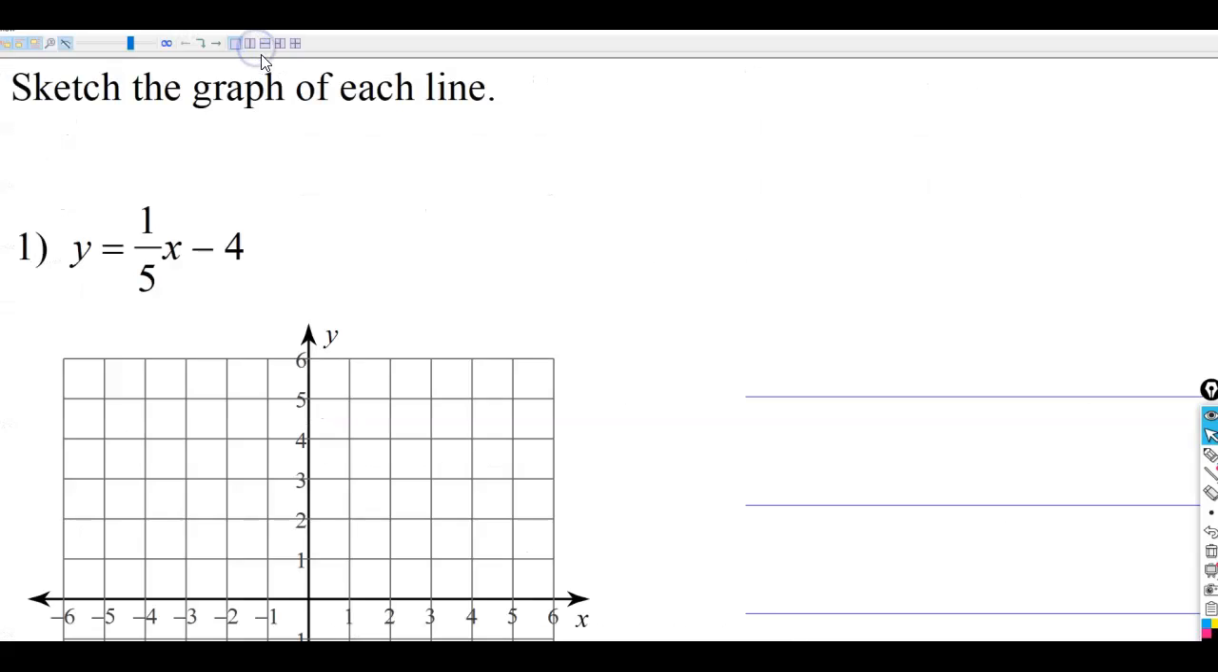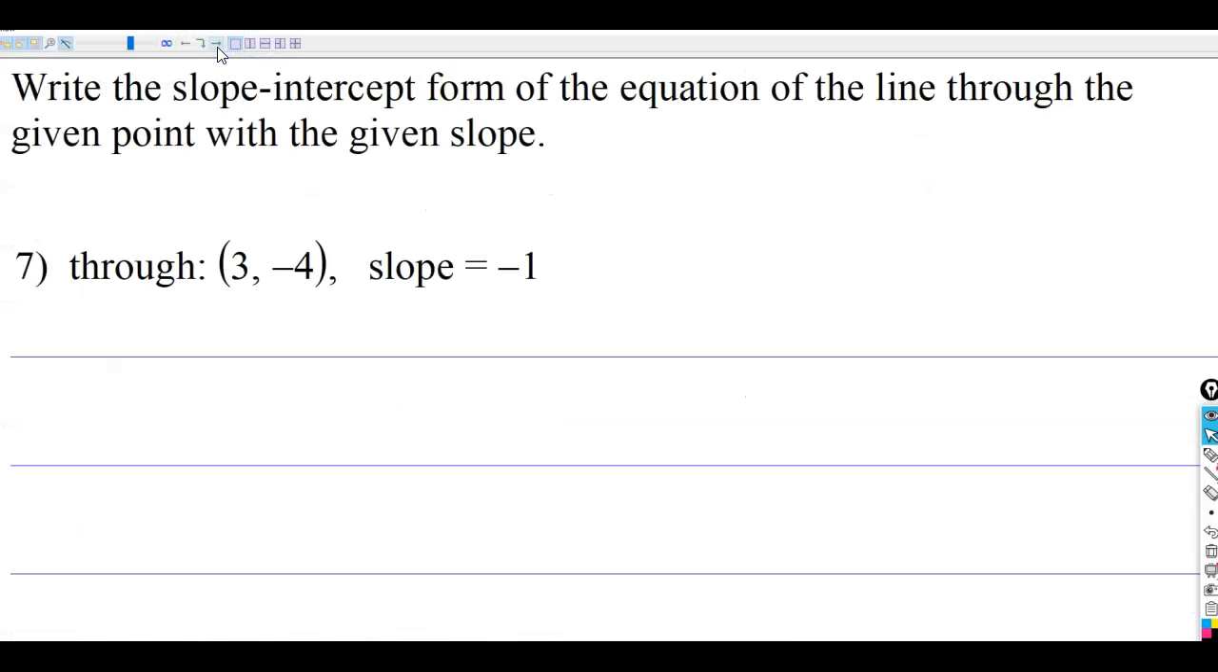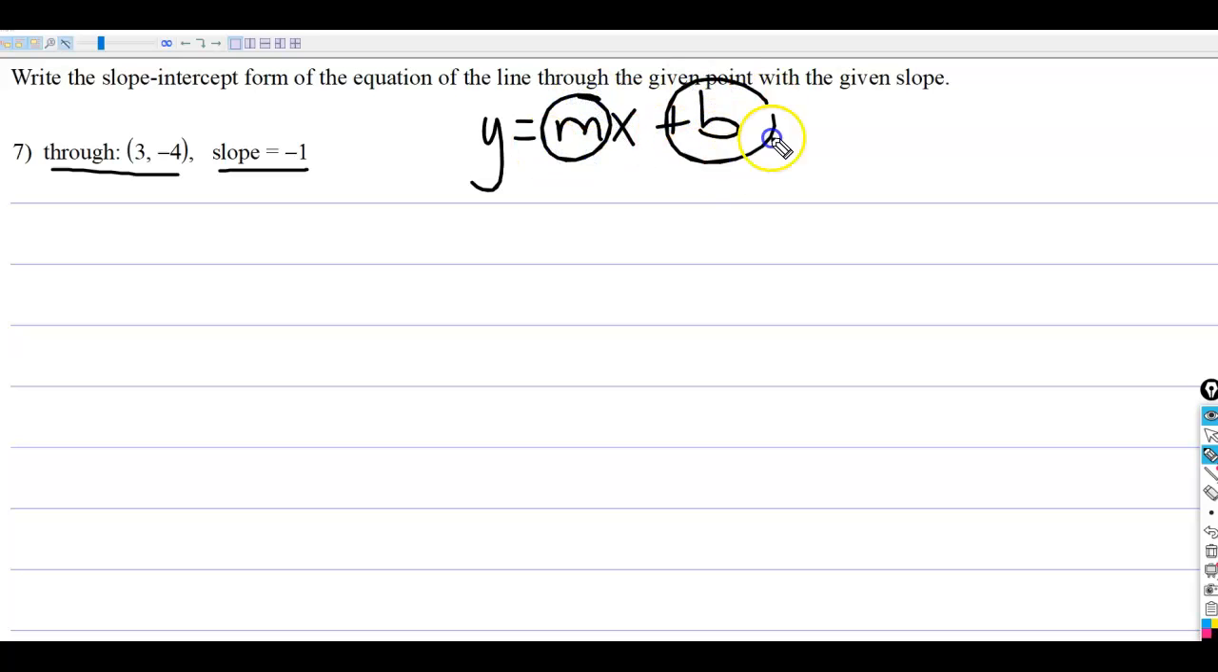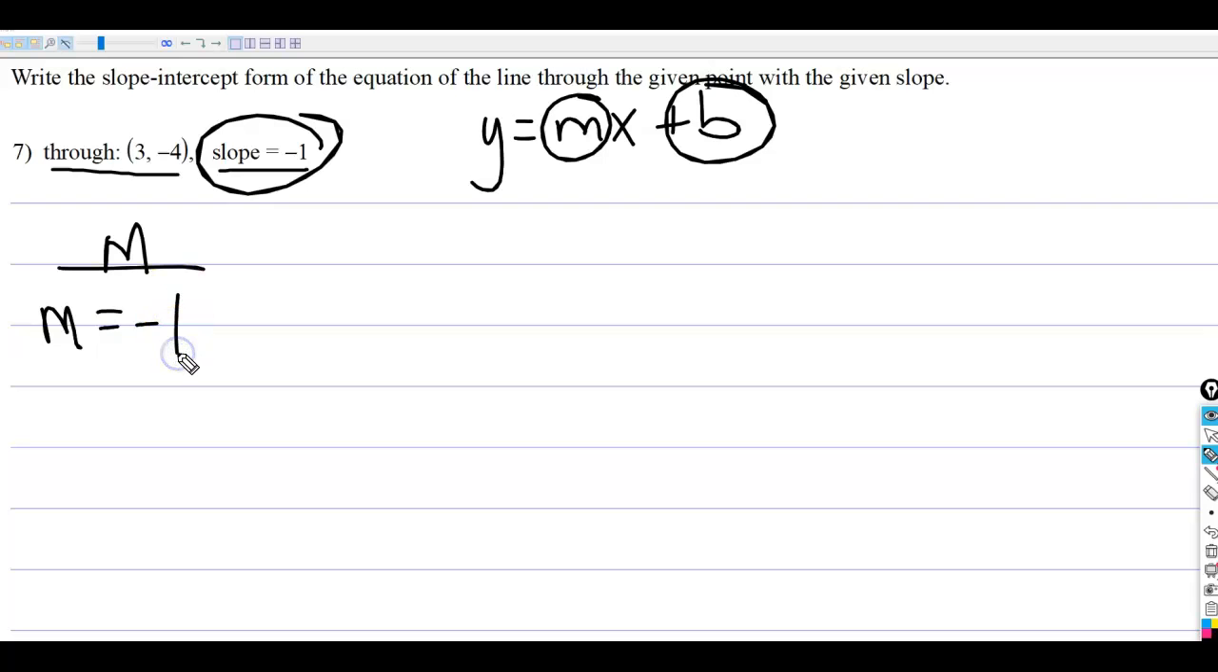Continuing on, I think I'm going to change screens for the rest of these. Okay. Write the slope-intercept form of the equation of the line through the given point with the given slope. So I'm giving you a point and a slope. Okay. So slope-intercept form looks like this. And to have a complete equation, we need to know what m is, and we need to know what b is. All right. So the first thing that we need to do is make sure you know what m is. M is the slope, so they tell us that. That's kind of convenient. M is negative 1.